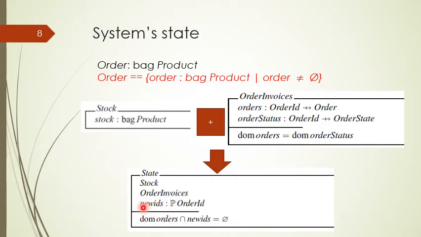And now there is a fourth state variable, new IDs, and its type is a power set of order ID, because new IDs is a set of new IDs. So now in a state schema we have four state variables. The first is a stock variable, the second is orders, third is order status, and fourth one is new IDs.